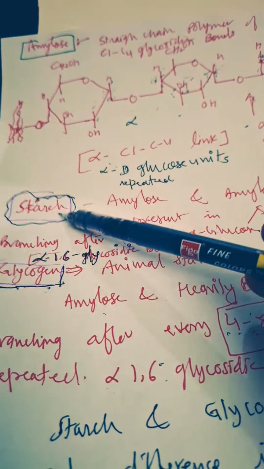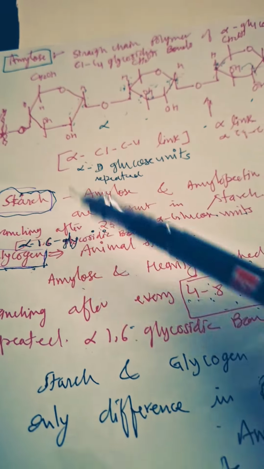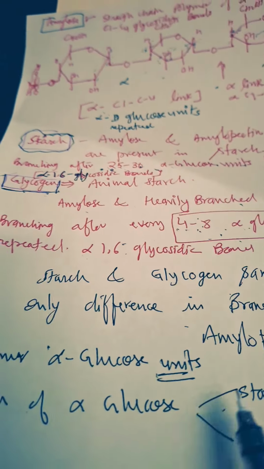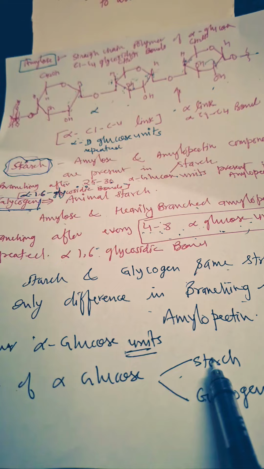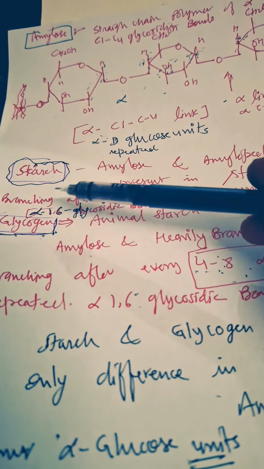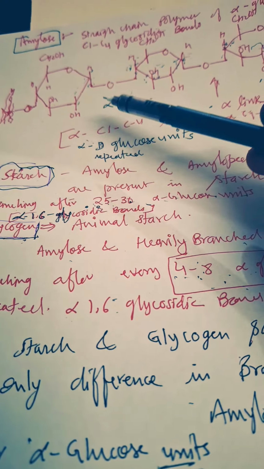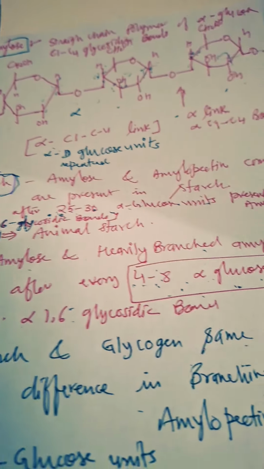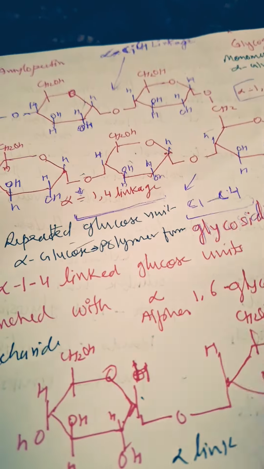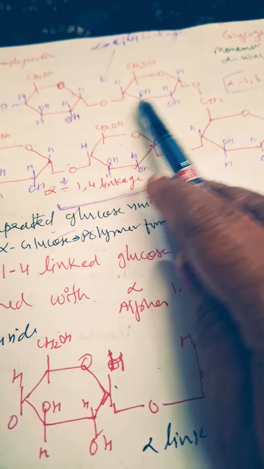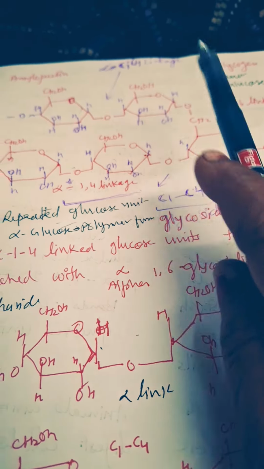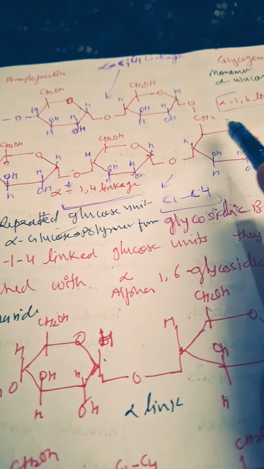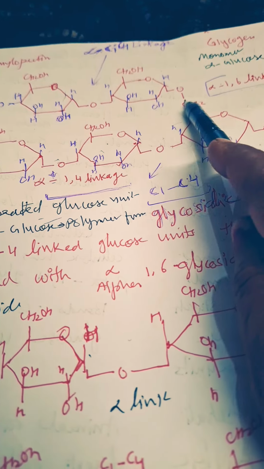Now we'll discuss starch and glycogen. Both of them are polymers of alpha glucose, and both have the components amylose and amylopectin. Amylose I have discussed with you, and now I will discuss amylopectin. See here, this is amylopectin. C1-C4 linkage as well as C1-C6 linkage occurs in amylopectin. This is the first carbon, this is the sixth carbon.